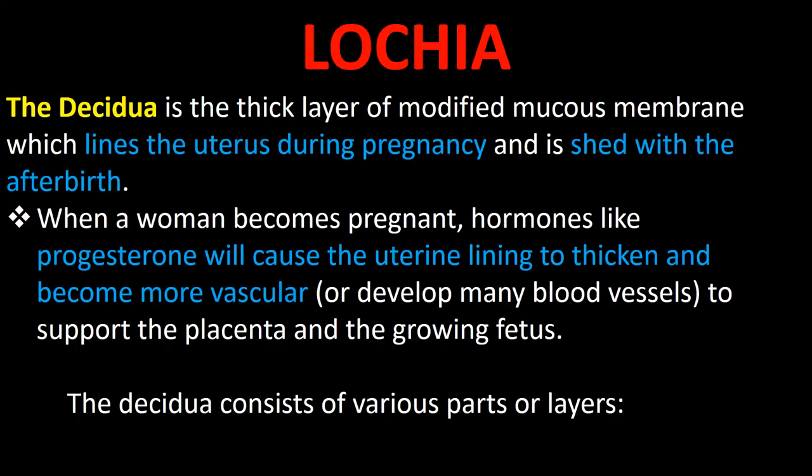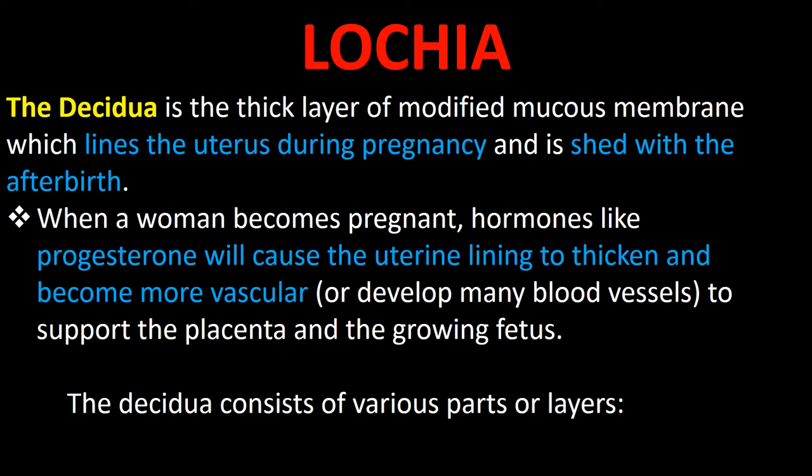Another very interesting topic in the 4th stage of labor is lochia. So where does this lochia come from? The decidua is the thick layer of modified mucous membrane which lines the uterus during pregnancy and is shed within the first days after childbirth. Always remember that when the uterus becomes pregnant, the uterine lining is already called decidua.